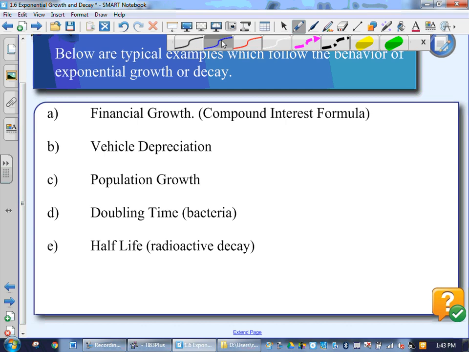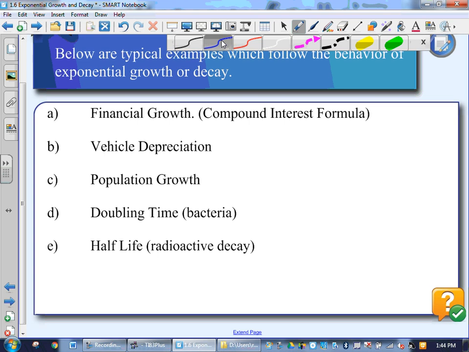So we could have financial growth. When you invest money, it makes more money on that slowly over time. Vehicle depreciation. Typically you hear, as soon as you drive a new vehicle off the lot, boom, the price of it drops substantially. Population growth. The more people you have in a certain region, the faster that they will continue to reproduce. Doubling time for bacteria and half-life for radioactive decay.